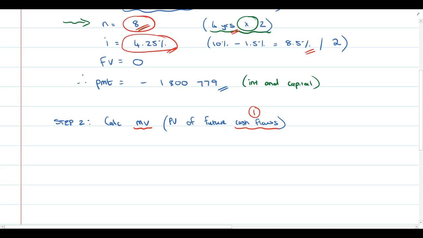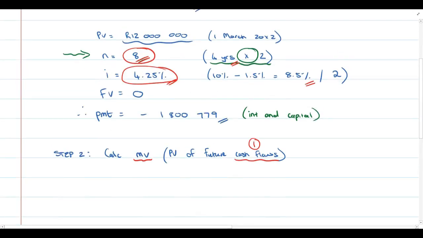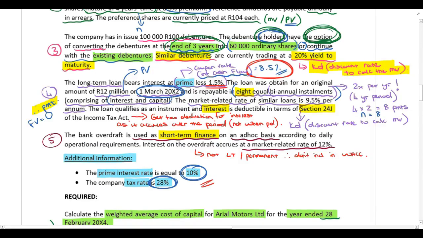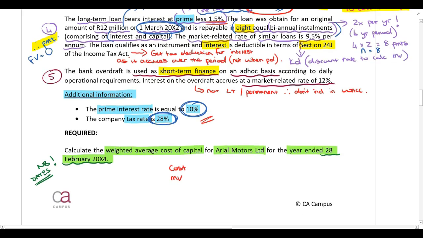Now please note, guys, the company entered into this loan agreement on the 1st of March 20x2. However, in the required, we are calculating the weighted average cost of capital at the 28th of February 20x4. Now, please note, we are only looking at future cash flows when we calculate the market value. So any cash flows that happened in the past are ignored. So let's look at this on a timeline.